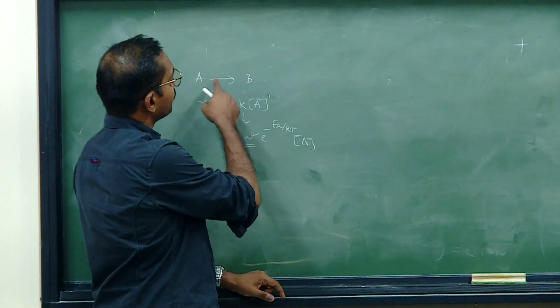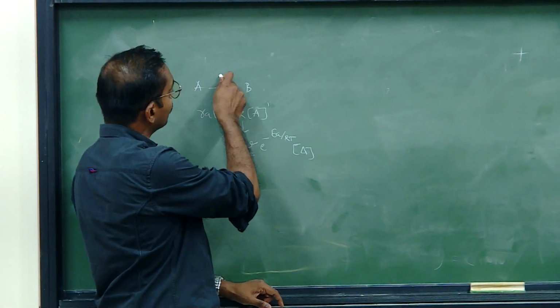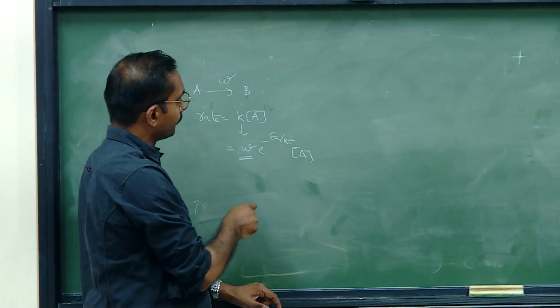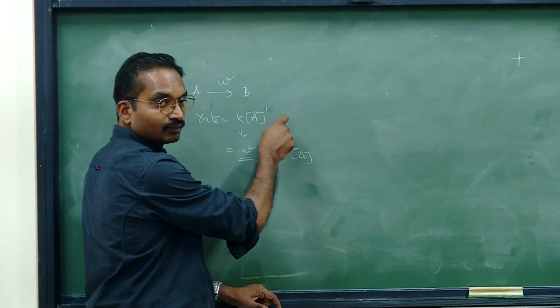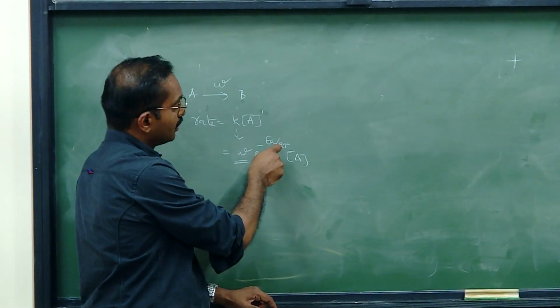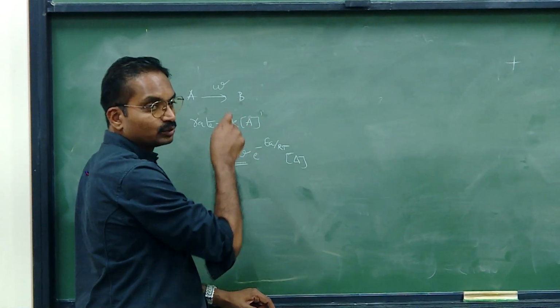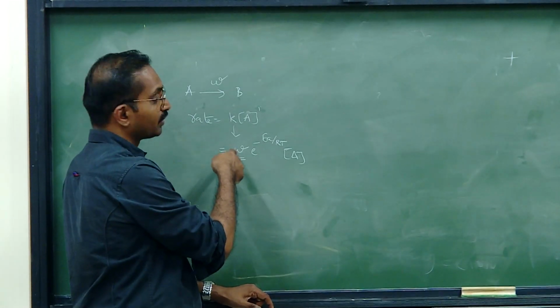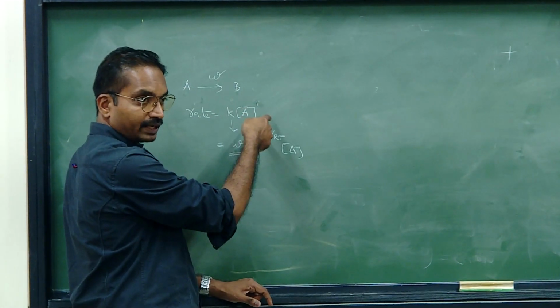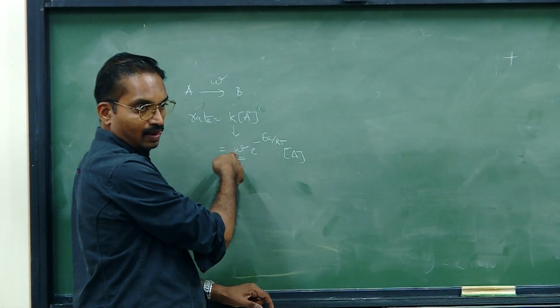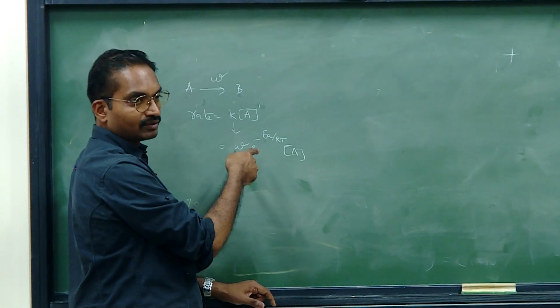Collision frequency, and this is the frequency at which A can be converted to B. It can be equal to the frequency factor, provided this term becomes 1. When will this become 1? This will become 1 when the activation energy is 0. When activation energy is 0, e power 0 becomes 1, and then the frequency at which A is converted to B is nothing but the frequency factor. Correct? But generally, the activation energy has some finite value.